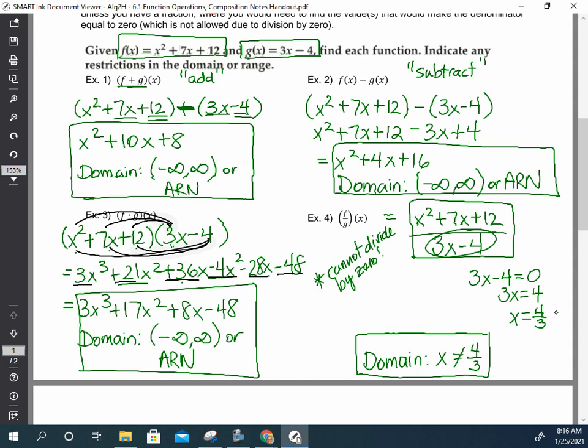Division, you have to solve the denominator to figure out what numbers cannot go into the problem. Every other time the domain is all real numbers. The only time the domain is not all real numbers is if it's a fraction, or a square root, but we'll get into that.